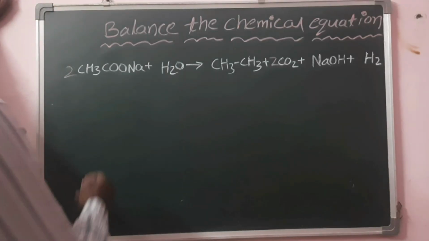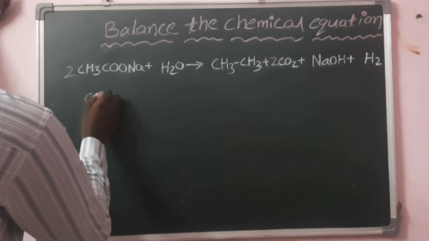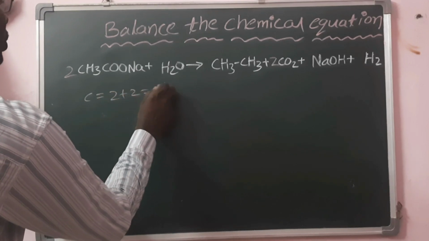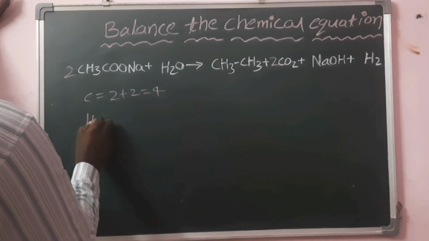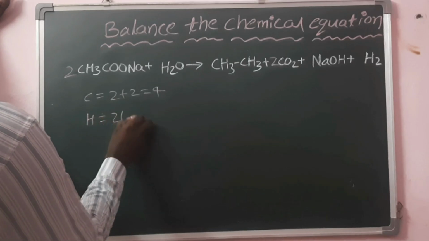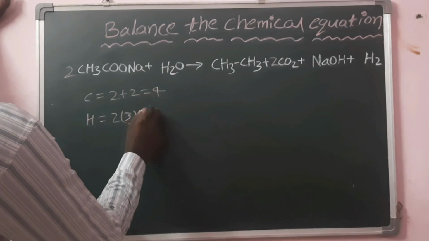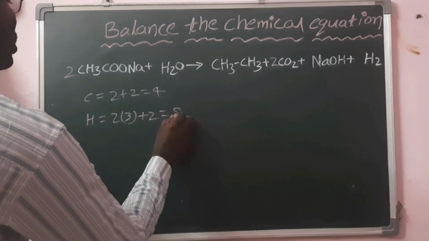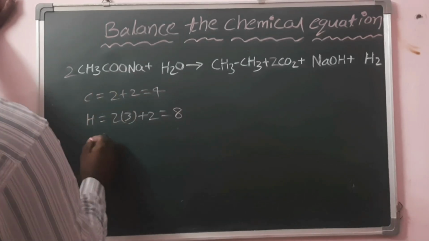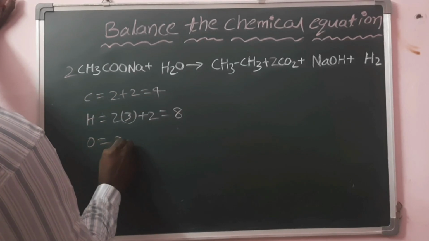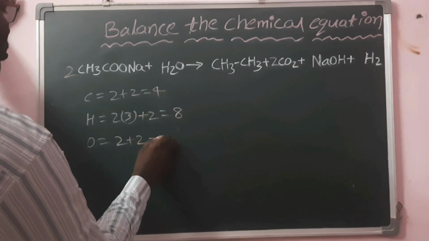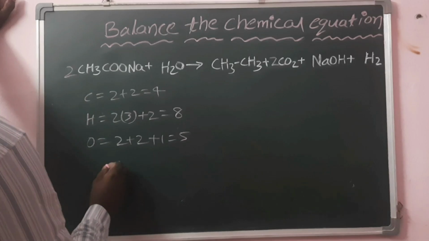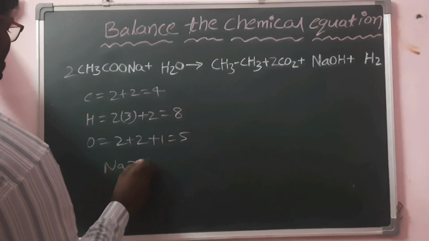So the number of atoms on the left hand side: the number of carbon atoms is 2 plus 2, that equals 4. The number of hydrogen atoms is 2 into 3 plus 2, that equals 8. The number of oxygen atoms is 2 plus 2 plus 1, that equals 5. The number of sodium atoms is 2.